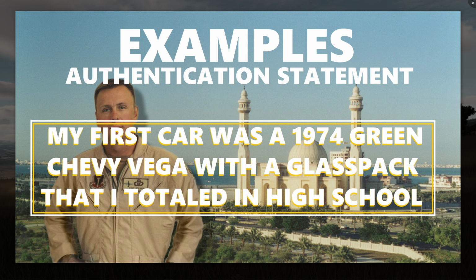So from this statement, I could be asked on the radio, or if I'm handcuffed or head blindfolded and held to the ground while they're making sure, they could say, Major Welch, what was the color of your first car? And I could say green. Or they could say, what was the make of your first car? I could say Chevy or Chevrolet. What was the model of your first car? Vega. What type of exhaust system did you have on your first car? Glass pack. What happened to your first car? I totaled it. When did you total your first car?